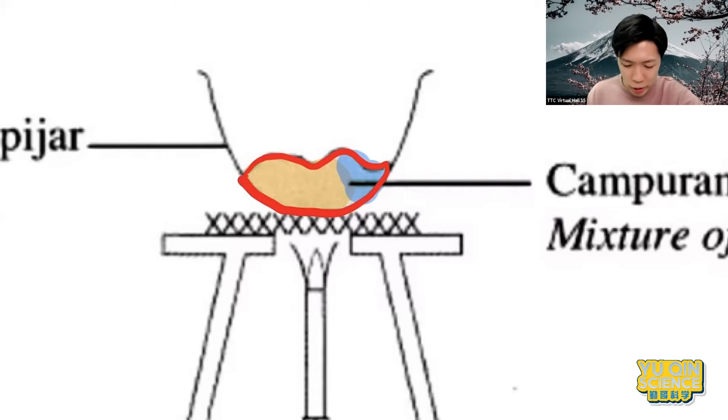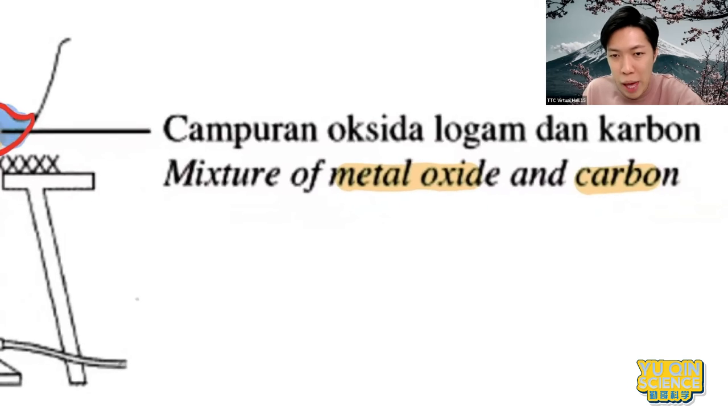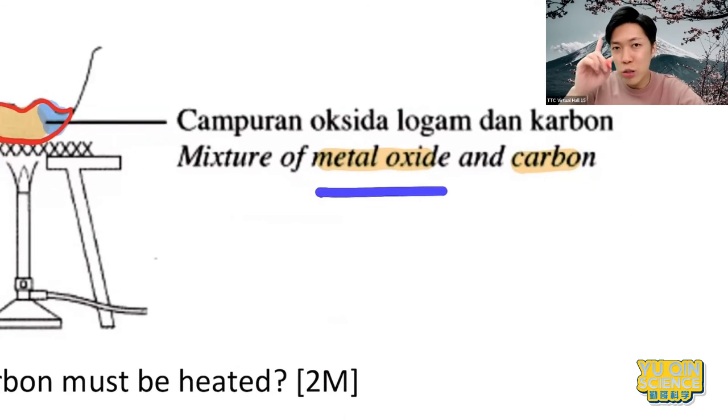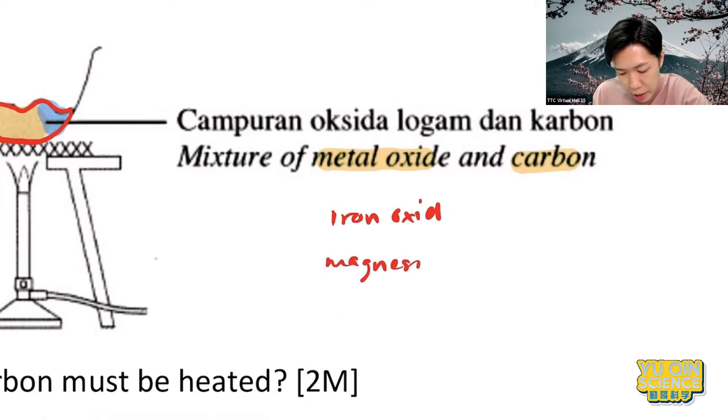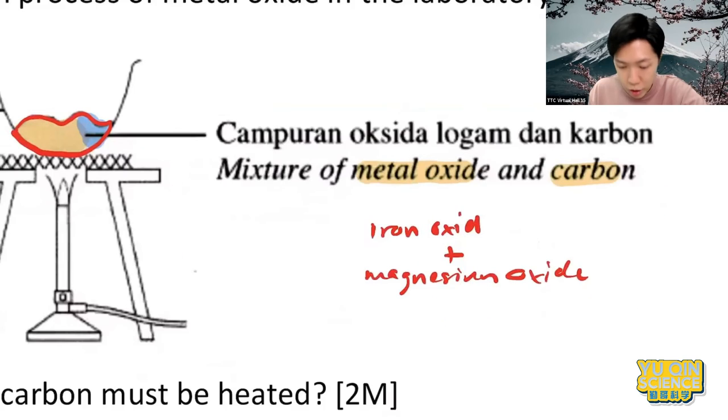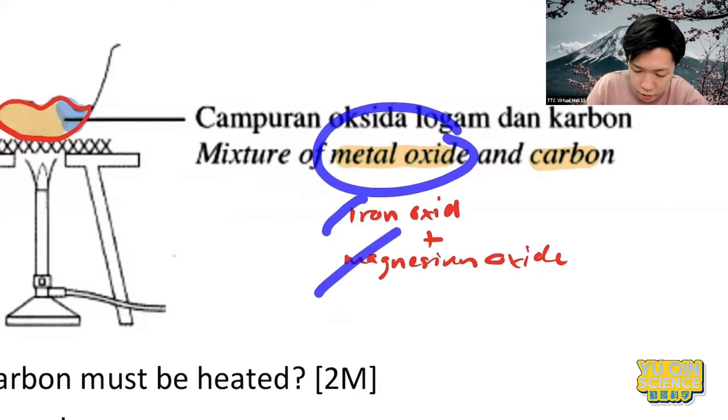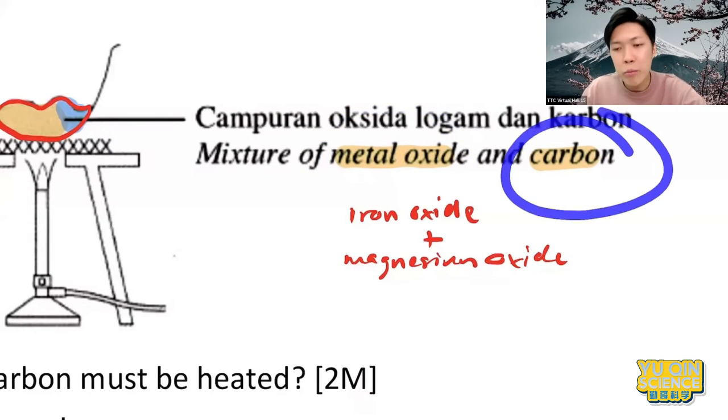Do you all get what I mean? Okay, so I suspect that this is not just one metal oxide, there's another metal oxide, okay? So let's say I have an iron oxide and magnesium oxide mixture. So this oxide itself consists of two oxides, and then plus carbon.